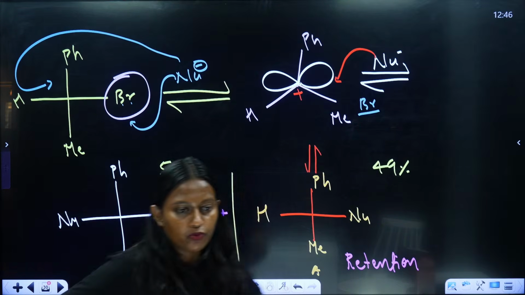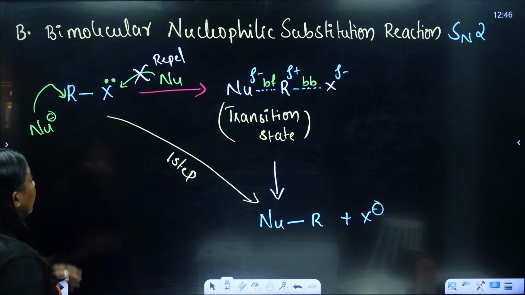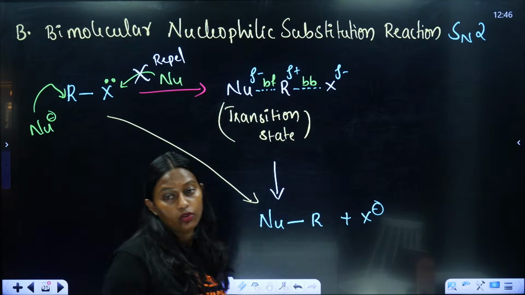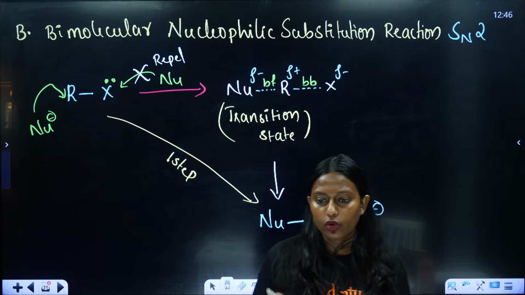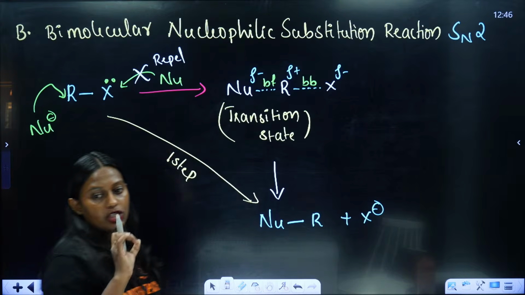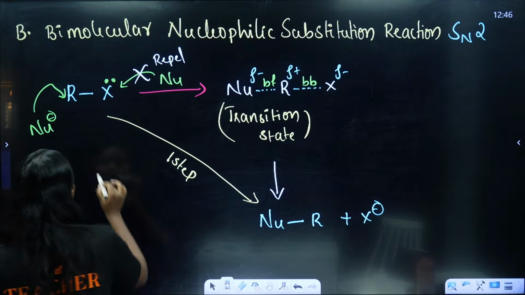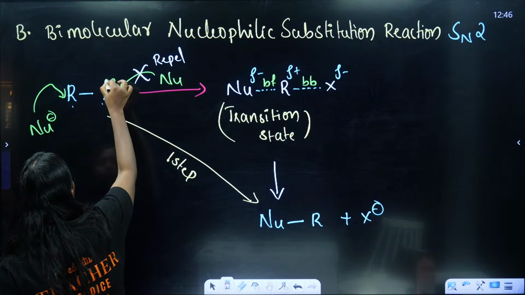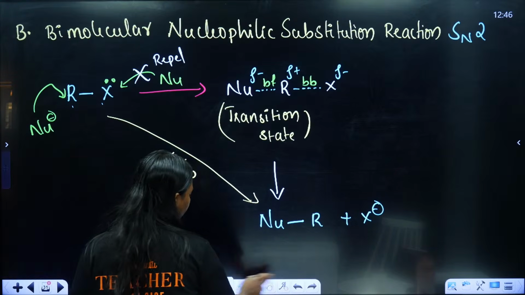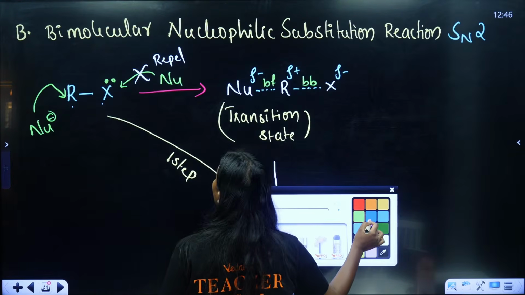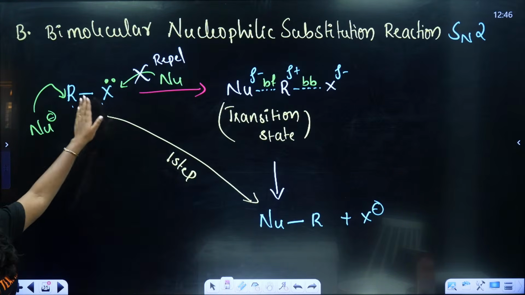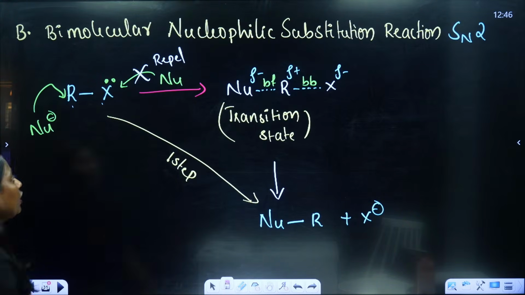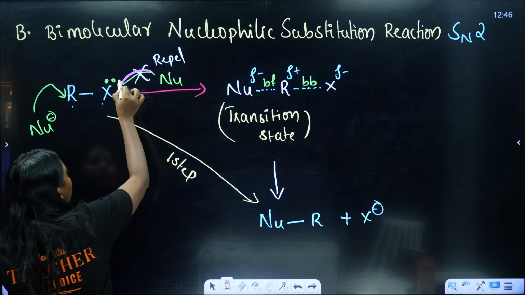Clear. Okay, then we are moving to the next, the SN2 reaction. The SN2 reaction is just a single step reaction. Here you can see RX. We know that halogen contains a lone pair of electrons. So what will happen? Direct attack is not possible.